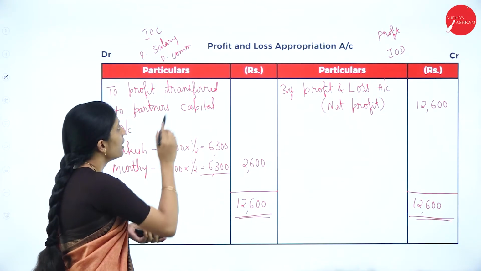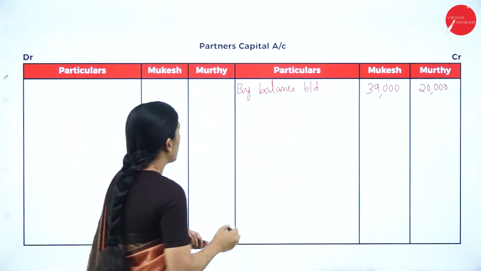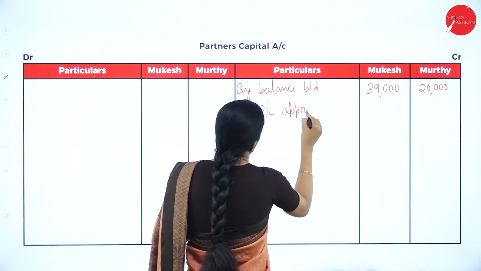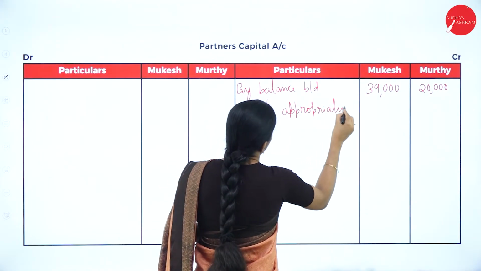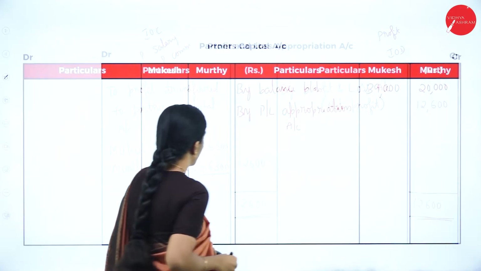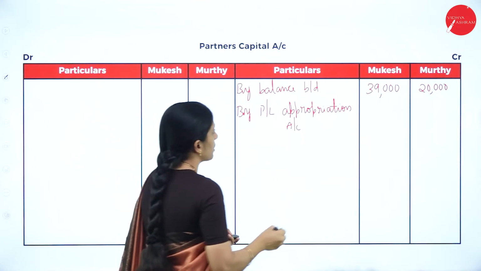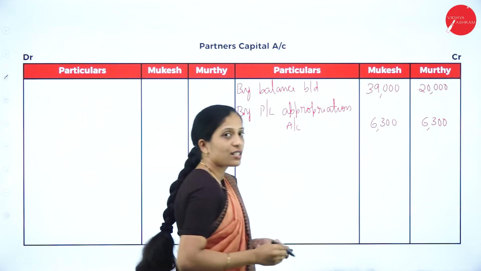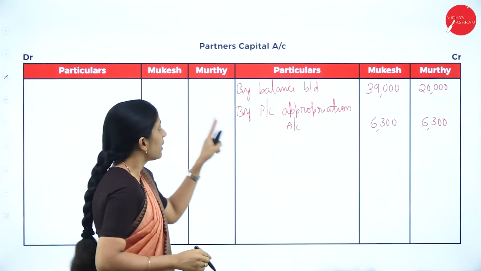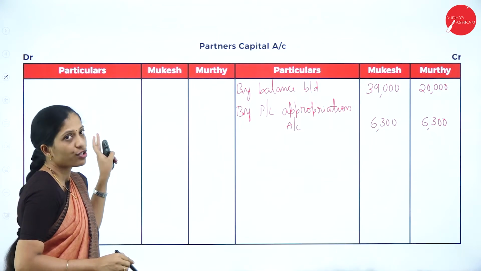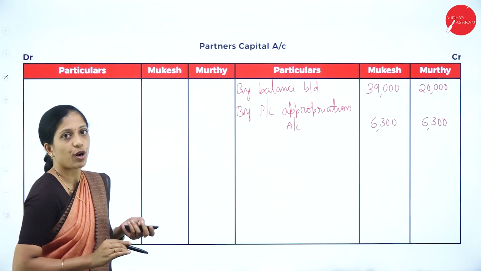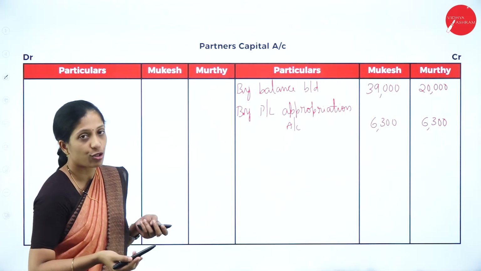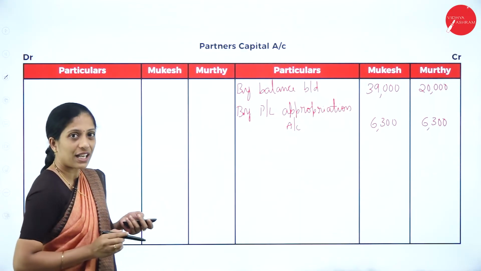So, this profit you have to take. How do you take it? By P&L appropriation account. So, how much profit did each partner get? 6,300 each. So, 6,300 and 6,300. Next, we had to record the interest on capital. In the debit side, we had to record interest on drawings, but they have not given it in this problem. So, what will you do? Your balancing figure has to be carried down, which has to be transferred to the balance sheet.